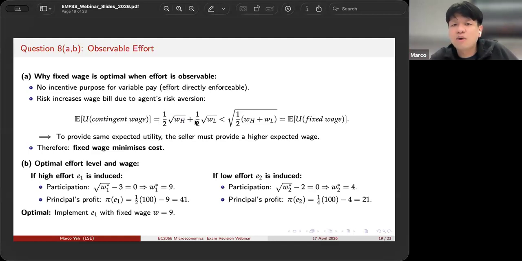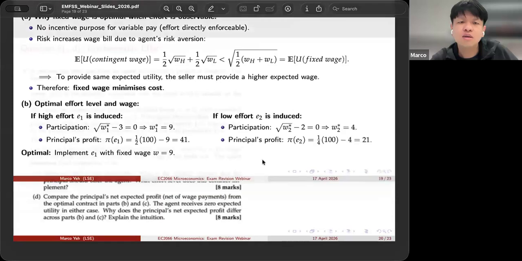With another probability 1/2, you will have to pay the agent WL. Again, for utility curving, there's a square root. So this is expected utility. Do we have to prove that the agent's risk averse? You don't need to prove it. You just need to explain that square root is a concave function, so it is risk averse by definition.